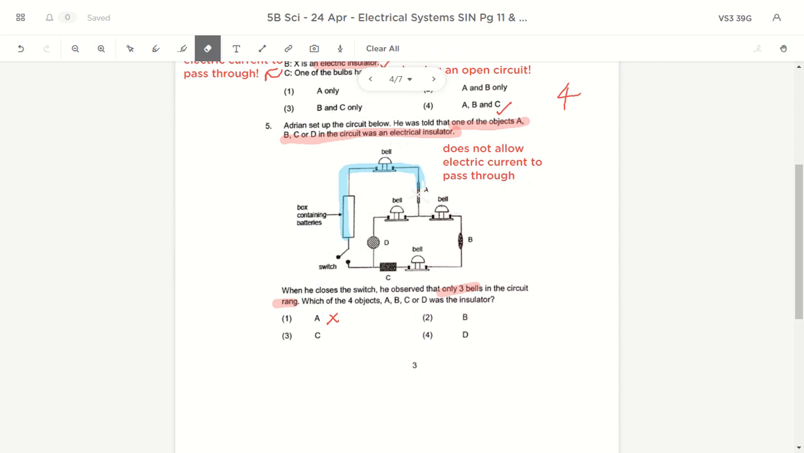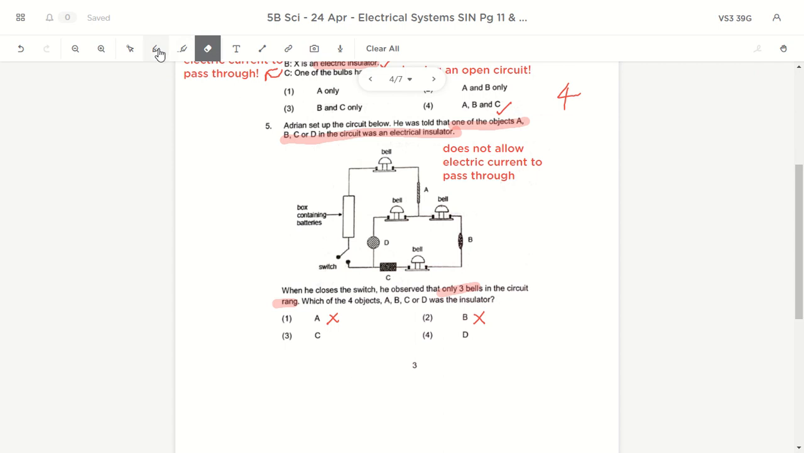Okay, now let's erase this. So what if it's B? If B is the one that doesn't allow electric current to pass through, let's trace the electricity again. Electric current will flow through the bell, go through A because it's a conductor, flow through the bell here, flow through D, and then flow through here, correct? You realize that electric current can't flow through to the right, and therefore cannot reach this bell and this bell. So if B was the electrical insulator, only 2 bells will ring. I want 3, so it's wrong.